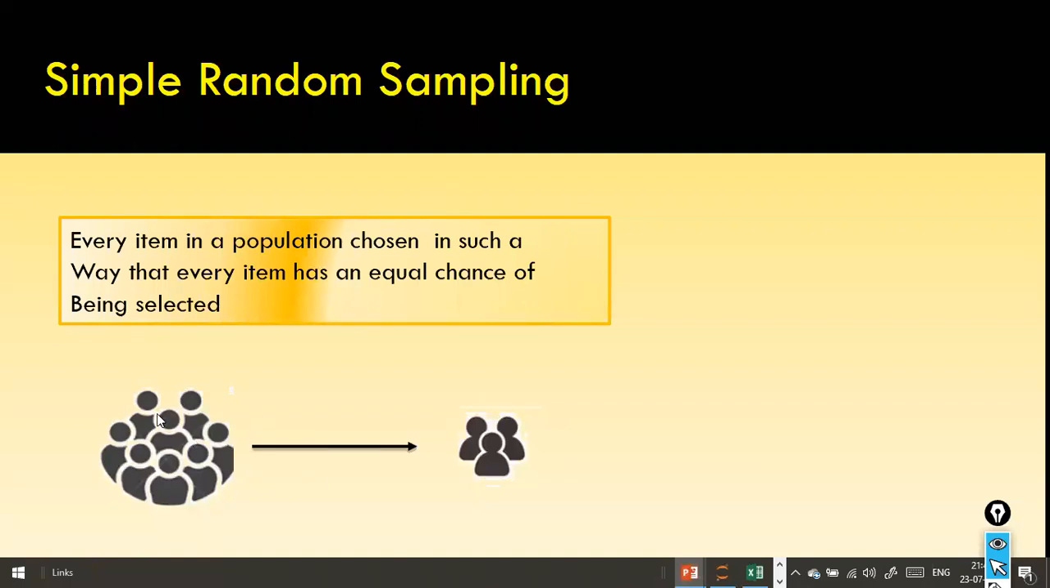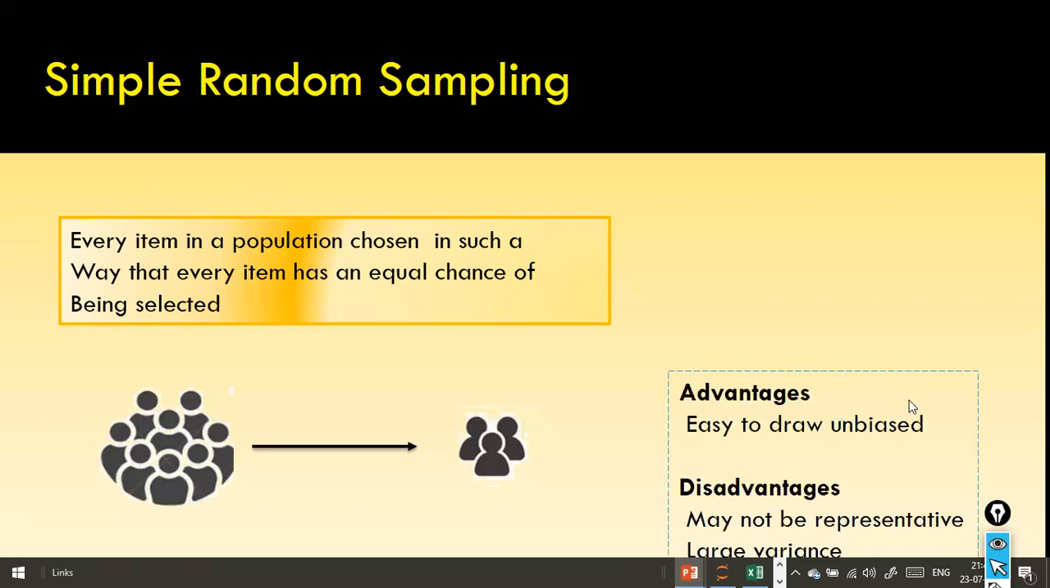So this is your population. In your population, you make sure that you are picking every item in such a way that it has an equal chance of being selected. Every item in a population is chosen in such a way that every item has an equal chance of being selected. That is simple random sampling. So what are the advantages? Easy to draw, unbiased. Easy to draw because you close your eyes and randomly sample here and there.